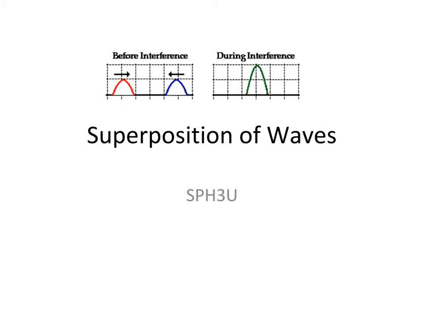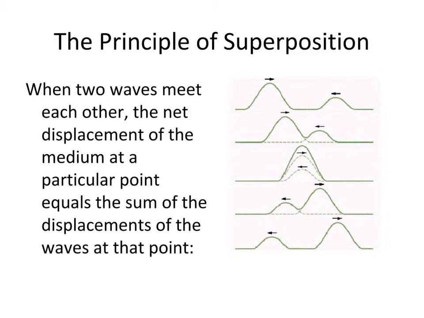Here we're going to talk about the superposition of waves, and we see this when waves combine and interfere with each other. So the principle of superposition tells us that when two waves meet, they will have a net displacement. And the net displacement of the medium in which they propagate at any point where they meet will equal the sum of the displacements of the two waves in the medium at that point. So in other words, we're going to add the waves together.